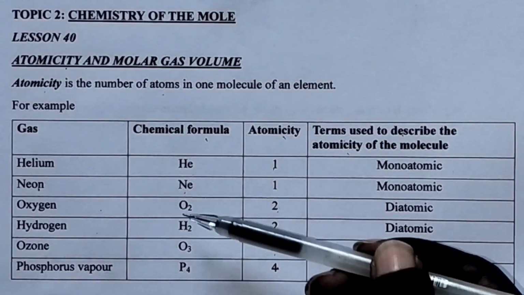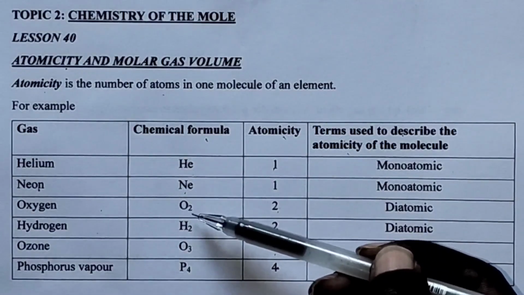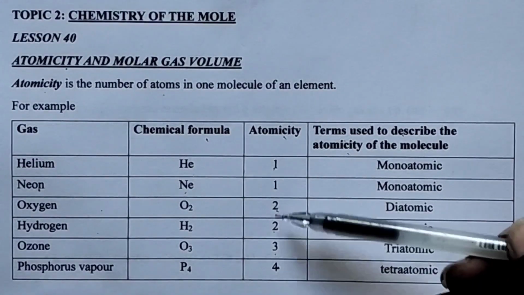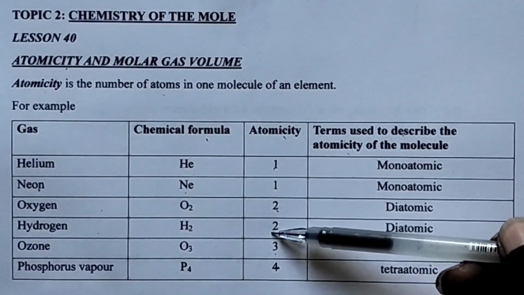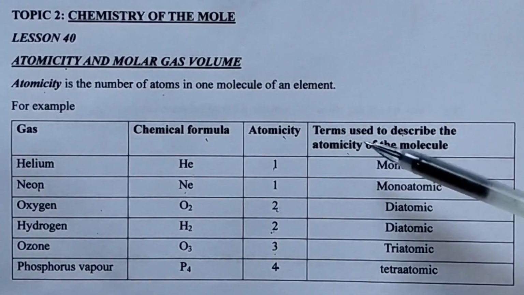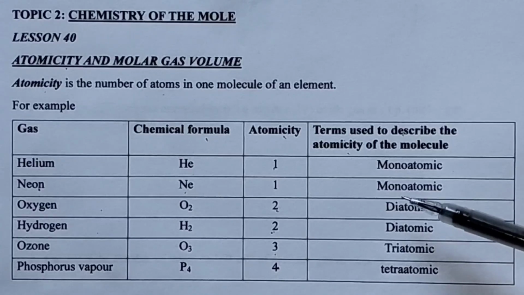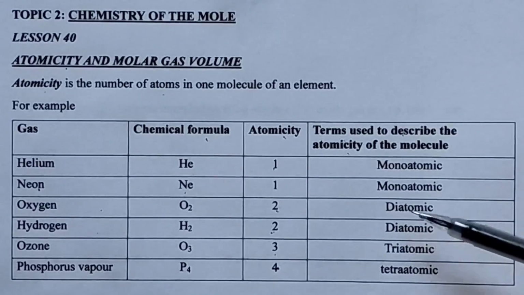For example, the oxygen molecule is made up of two atoms of oxygen, so its atomicity will be 2. And the same applies to hydrogen, nitrogen, and chlorine. So the term used to describe the atomicity of the hydrogen molecule, oxygen molecule, nitrogen molecule, and chlorine molecule will be diatomic.